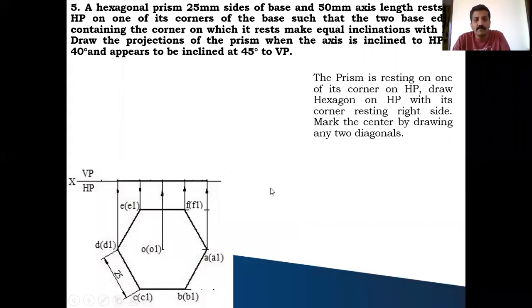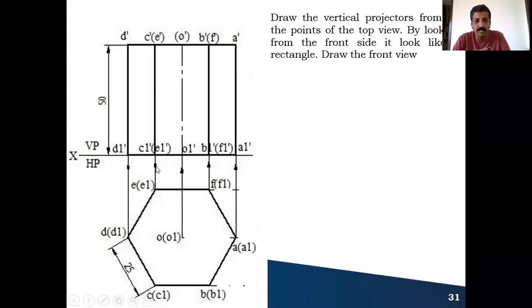So to get the front view, you keep on drawing the vertical projectors from all the corners of your top view till it meets the XY line. Now the axis height is given, 50 millimeter. So you take 50 millimeter height above the XY line, and draw one horizontal line. And till this horizontal 50 millimeter height line, you keep on extending these projector lines. Okay, and then construct this rectangle. In the front view, it looks like a rectangle. See, this is your hexagon prism.